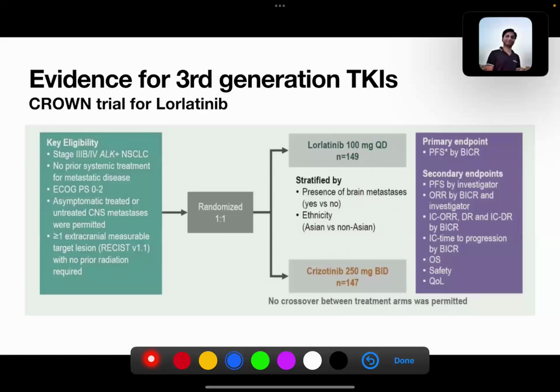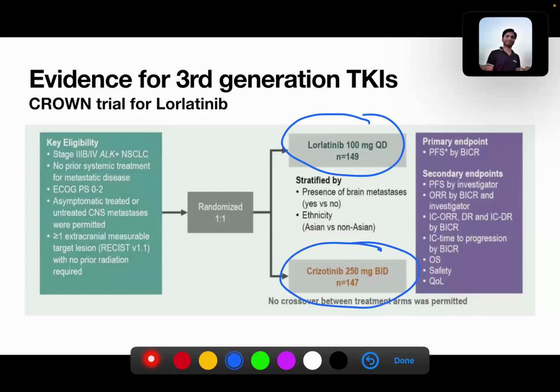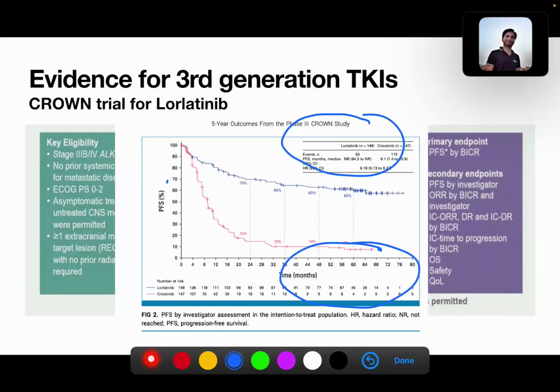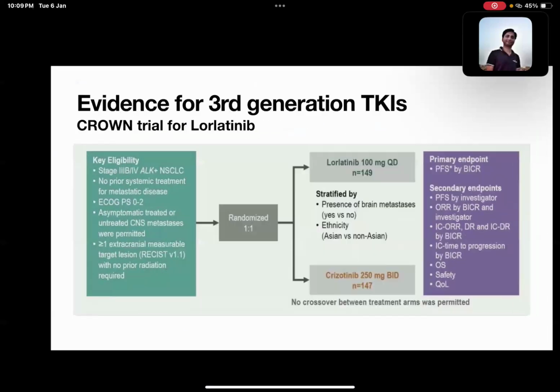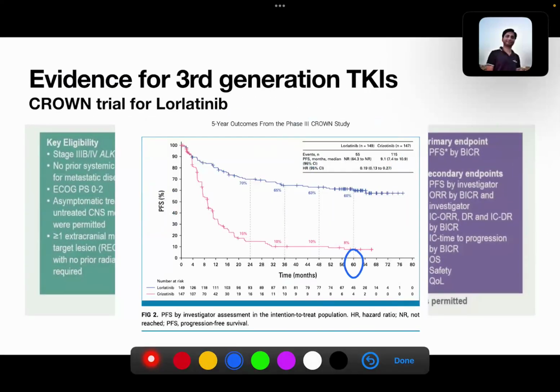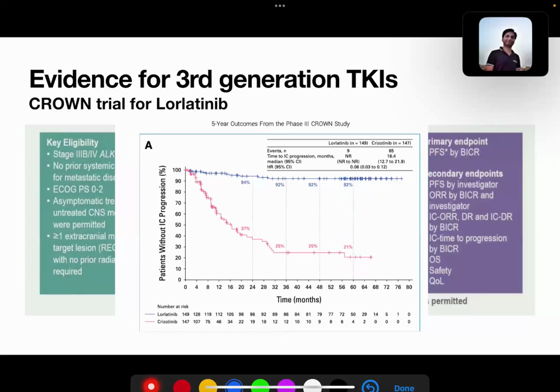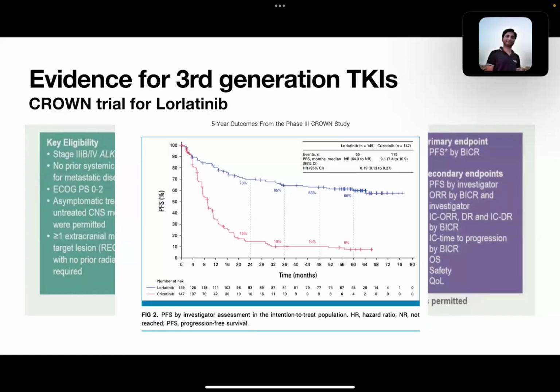So the evidence for using lorlatinib came from the Crown trial, which looked at lorlatinib 100 mg OD versus first generation crizotinib 250 mg BD. And what did it show? The updated analysis shows the median PFS has still not been reached. Despite 5 years of follow up, the median PFS has still not been reached. And at 60 months, that is 5 years, the PFS is 60% compared to 8% with crizotinib. So excellent sustained PFS benefit is seen with lorlatinib in most patients, to the point where the median PFS has not been reached despite 5 years of treatment, which is unthinkable for a stage 4 lung cancer, right?